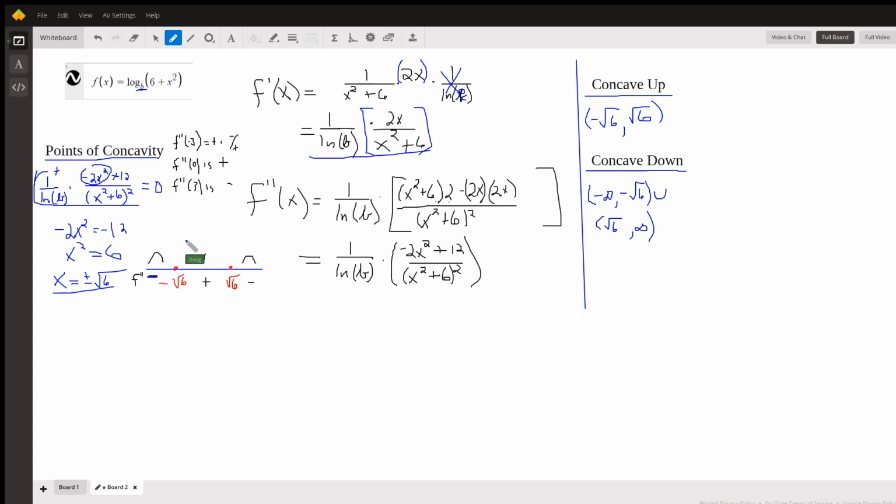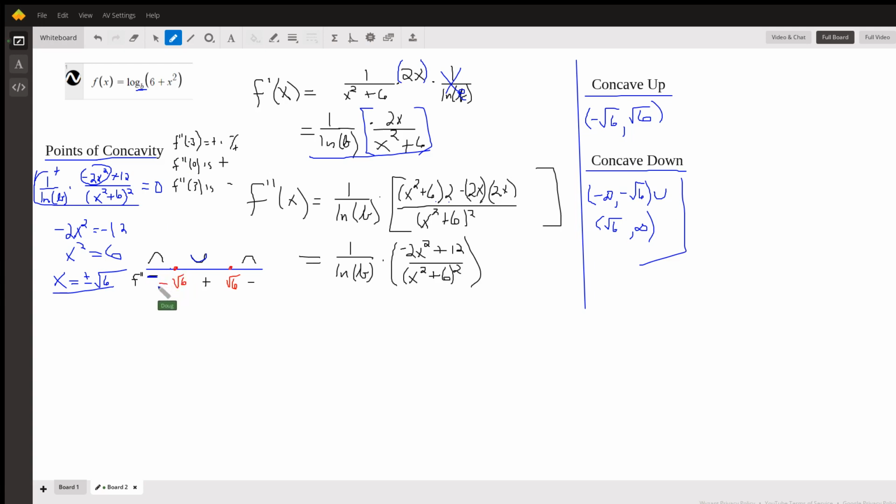If I try 0, a number between negative square root of 6 and square root of 6, I get a positive. Positive, think smiley face. Negative, think frown. There are the intervals of concavity right there. And that means it's concave up from negative radical 6 to the square root of 6, and concave down on these intervals right there.